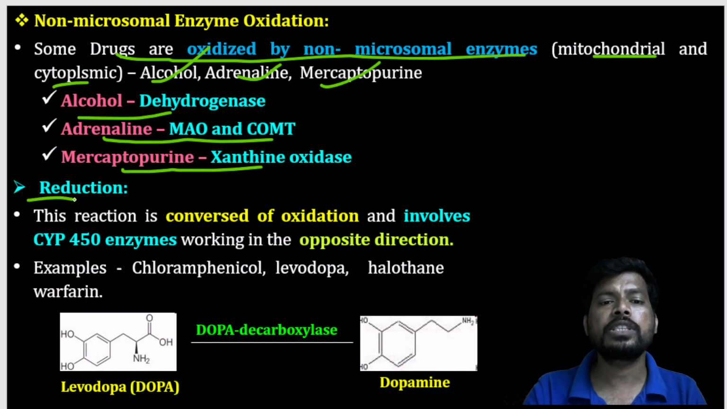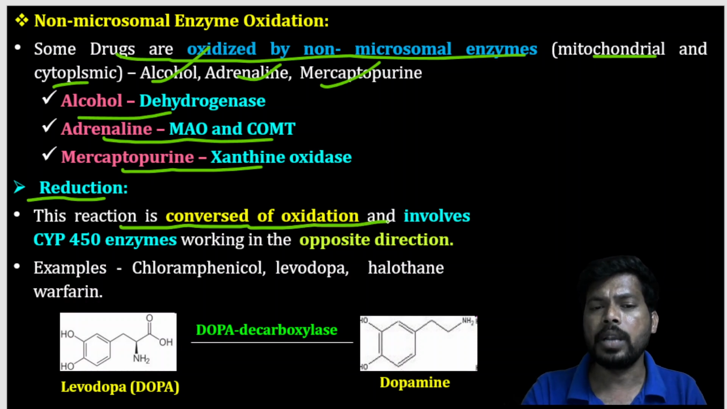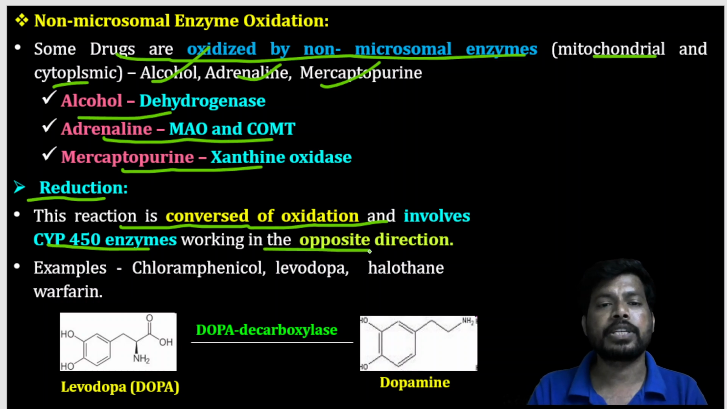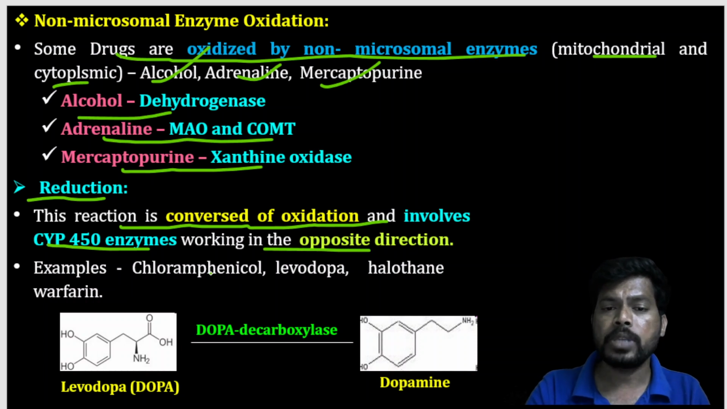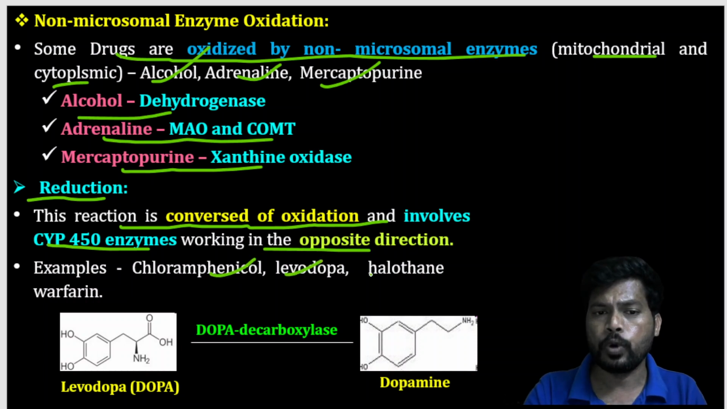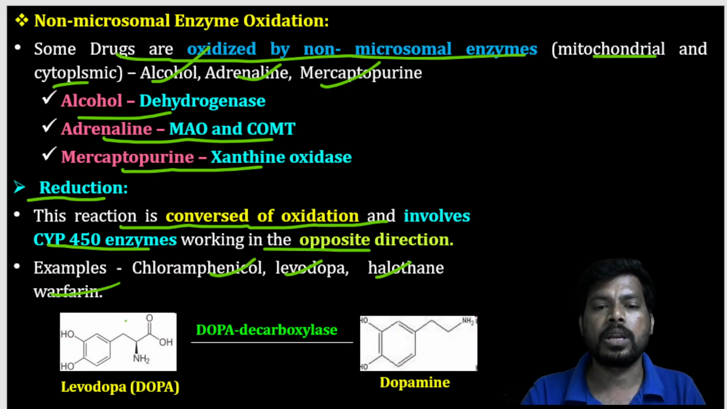Next, after oxidation, next is the reduction. The reaction is the reverse of oxidation and involves CYP450 enzymes working in the opposite direction. So reduction is the opposite of oxidation. Examples like chloramphenicol, levodopa, halothane, warfarin undergo this reduction. And here levodopa is the first drug of choice for treatment of Parkinsonism.